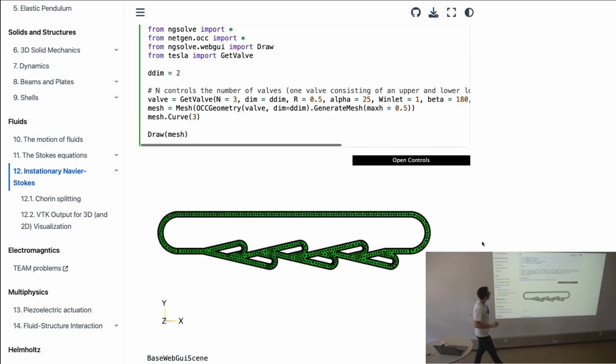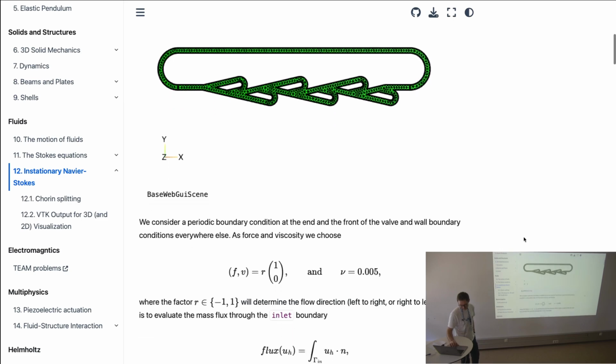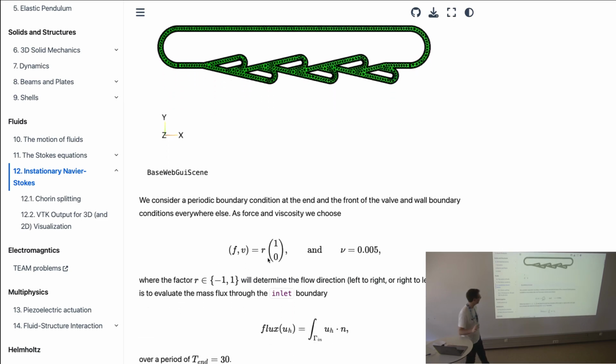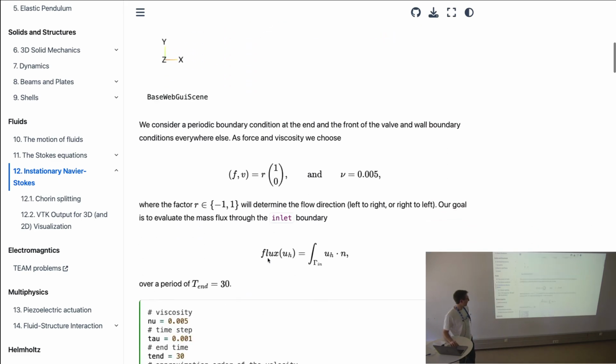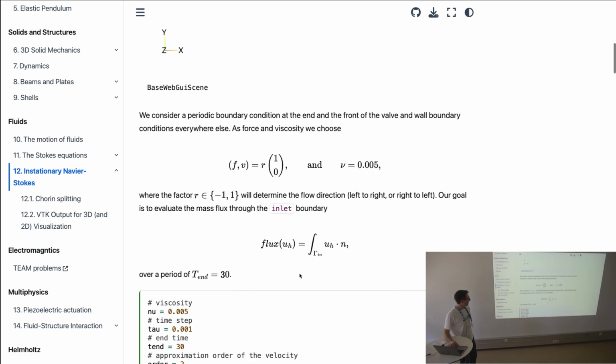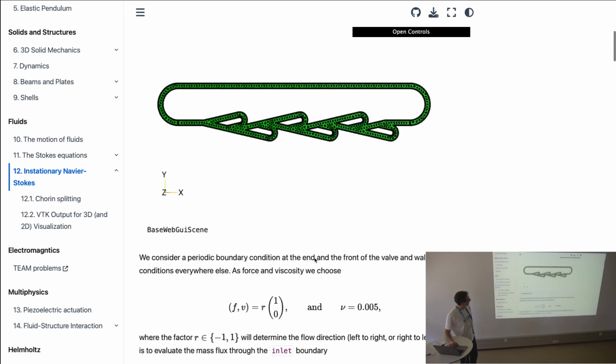The main idea is now that we want to approximate this flow inside the system. We have a right-hand side that will be activated, like a driving force in the interior of the valve, and it will either go from left to right or right to left. With this R parameter, plus or minus 1, we can control the flow direction. We are interested in the mass flux, so the flux of the normal component through the boundary here at the inlet. That was the main idea.